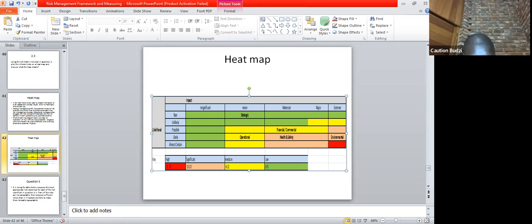The first one, environmental risk. We have a risk rating of 20. So on our heat map, we have our environmental risk here, which is 20, which means the likelihood of it happening is on scale 4, which is likely, but the impact is extreme. So it is represented by this box.